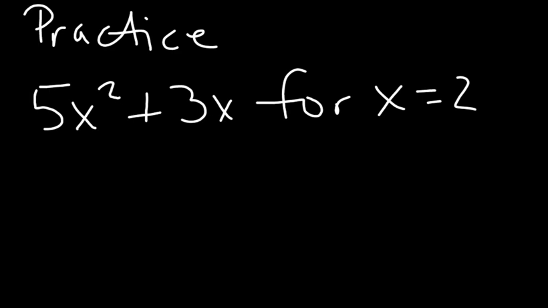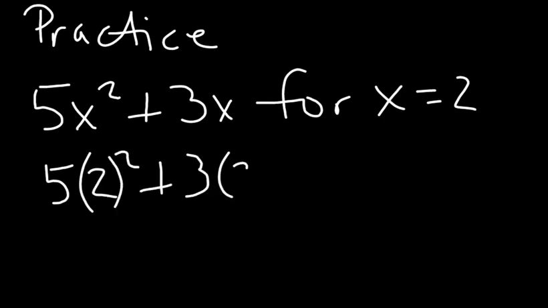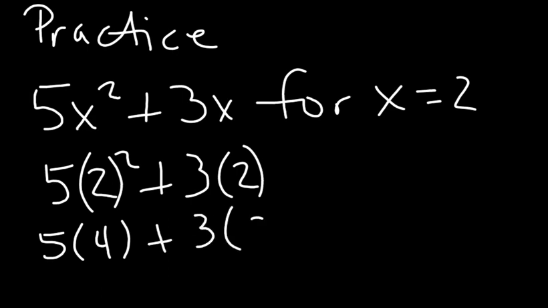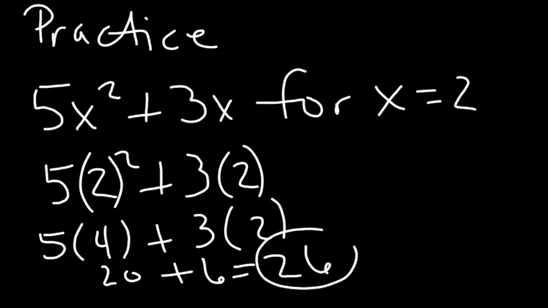Okay, here we go. We got to put 2 in for all of our x's. So 2 goes here, and 2 goes here. Now we do the exponent. That's 4. So that's 5 times 4 plus 3 times 2. Now we get to multiply. 5 times 4 is 20. 3 times 2 is 6. 20 plus 6 is 26. Hope you got it right.